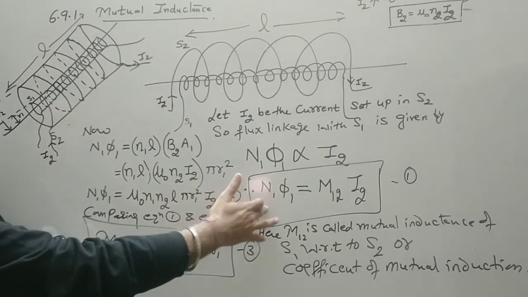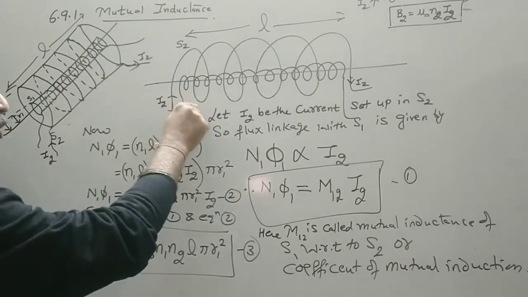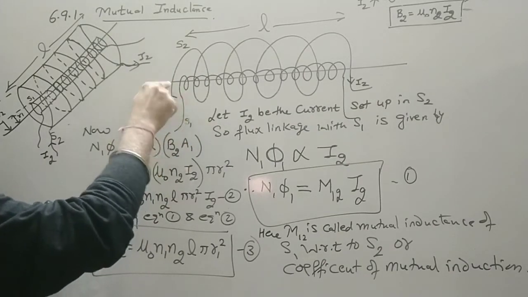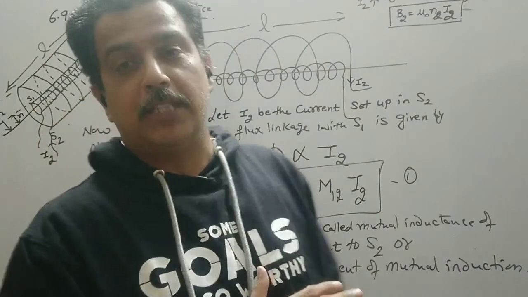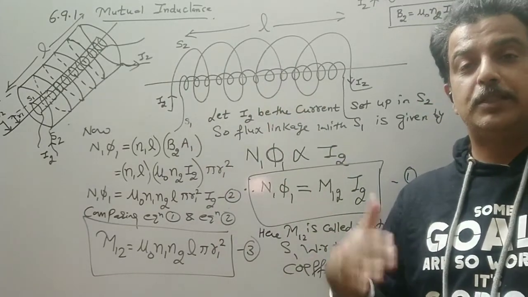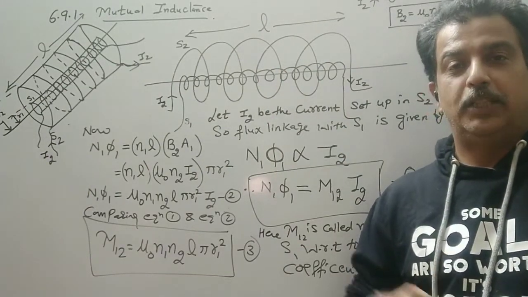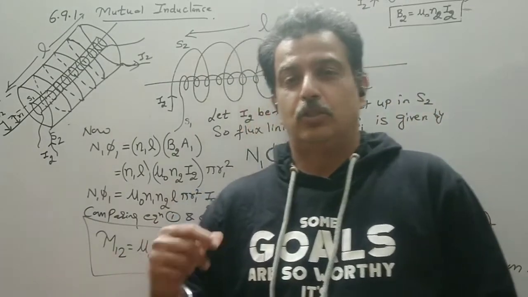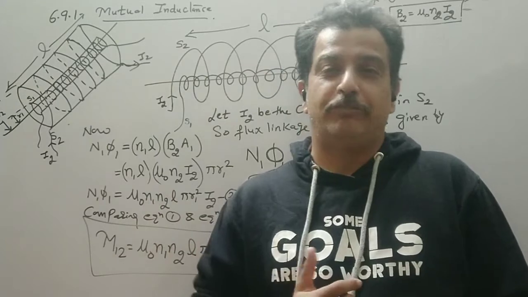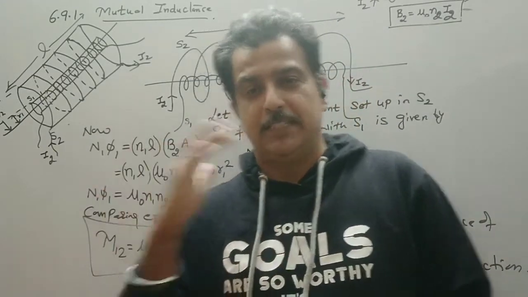And later on we will see that if I vary this I2, this flux will also vary, and there will be an induced current in S1. The induced current will be in such a way that it will oppose the change. Means when I2 is increasing, it will oppose this growth of the current, and if I2 decreases, it opposes the decay also. So in other words, we will talk about an inductor component. An inductor opposes the growth and the decay of the current. We will see what is an inductor.